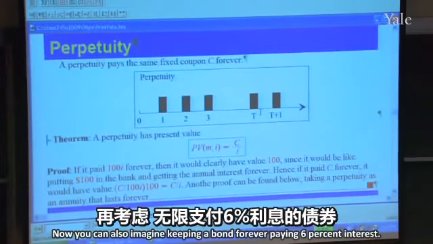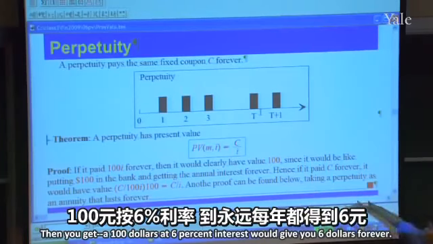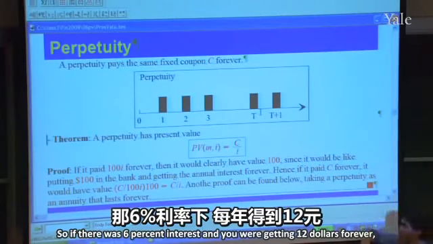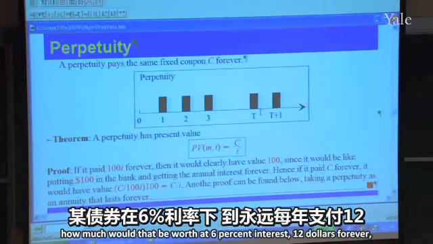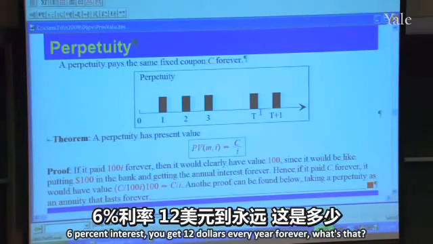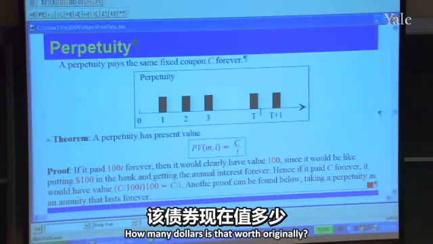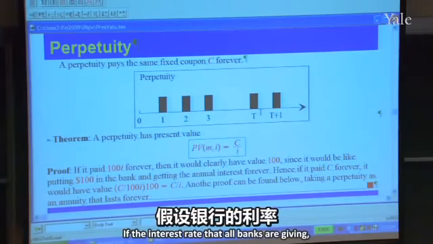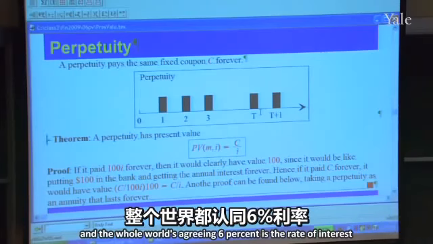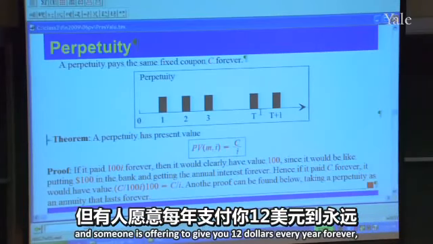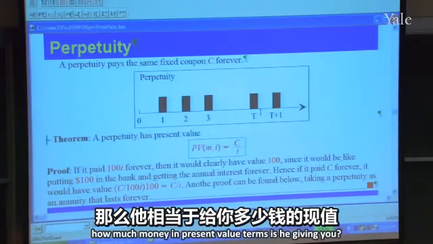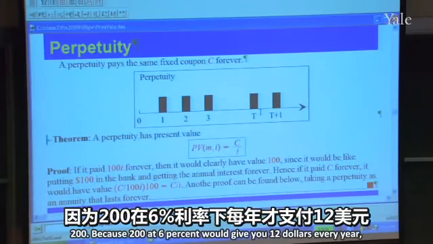Now you could also imagine keeping a bond forever, paying 6% interest. Then, $100 at 6% interest would give you $6 forever. So if there was 6% interest and you were getting $12 forever, how much would that be worth? At 6% interest, you get $12 every year forever. How many dollars is that worth originally? If the interest rate that all banks are giving, and the whole world's agreeing, 6% is the rate of interest, and someone's offering to give you $12 every year forever, how much money in present value terms is he giving you? 200. Right? Because 200 at 6% would give you $12 every year.